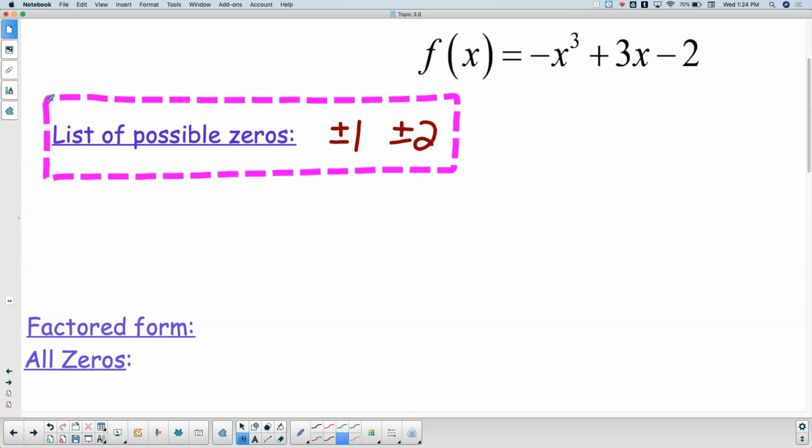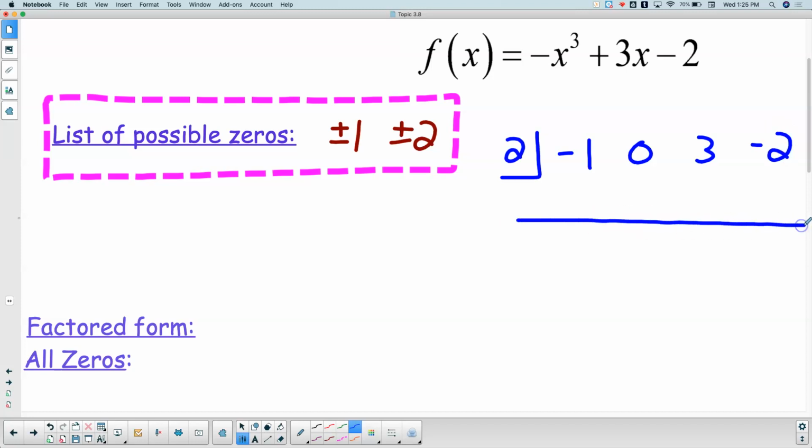Of those 4, did we find 1? What you got? 2? So if I put 2 into negative 1, 0, 3, negative 2. Uh-oh. No, so 2 doesn't work? Okay, so we're not going with 2 then. Positive 1. Okay, we'll go with positive 1. Negative 1, negative 1, 2, 2, 0. Okay, so that one is a 0.